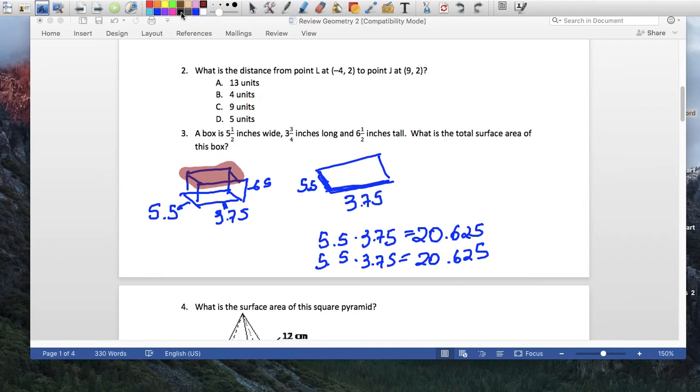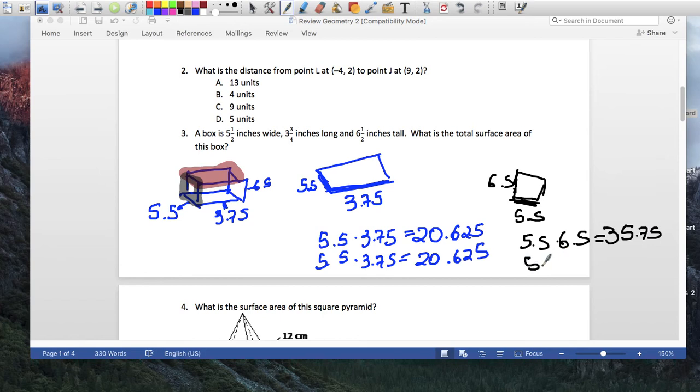Change colors. Let's focus on this box on the side here. So let me pull that out. The length here, the width is 5.5 and the height is 6.5. So it's going to be 5.5 times 6.5, and 5.5 times 6.5 equals 35.75.